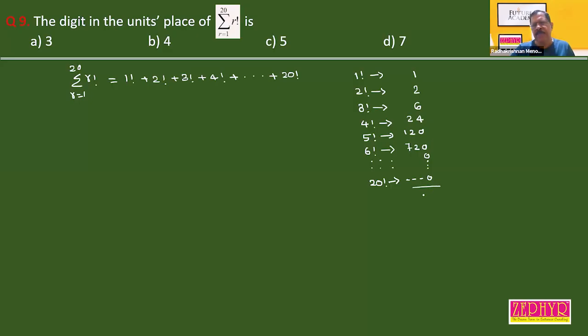So when you add all these numbers, you will be able to calculate the digit in the unit place quickly. 4 plus 6, 10 plus 2, 12 plus 1, 13. So 3 will be appearing in the unit place, whether it is 20 factorial or 100 factorial or whatever, any factorial greater than 4 factorial. The digit in the unit place will be 3 when you add it. So the answer for that question is 3.